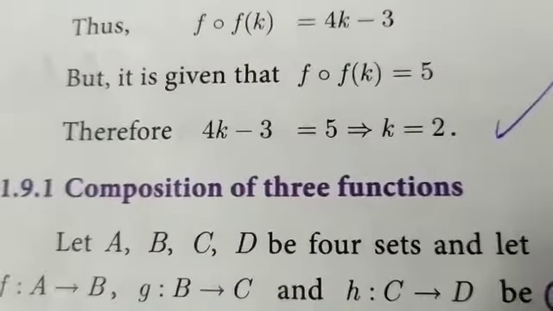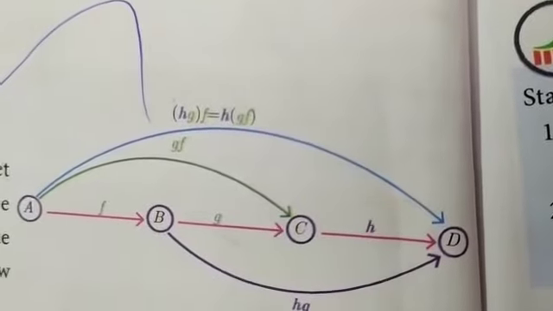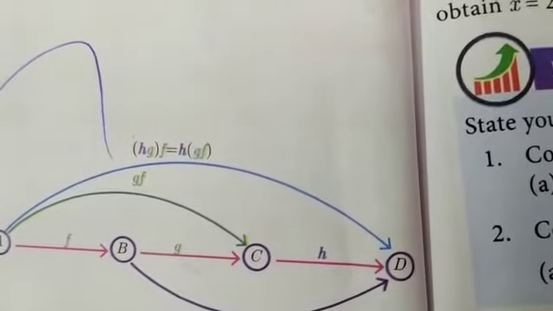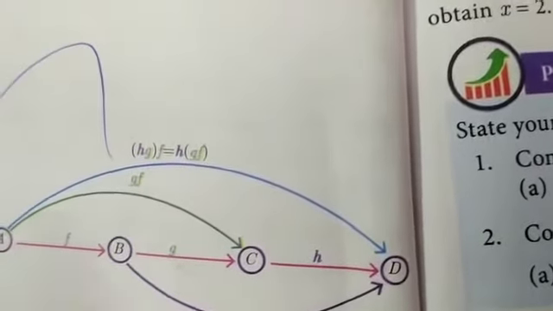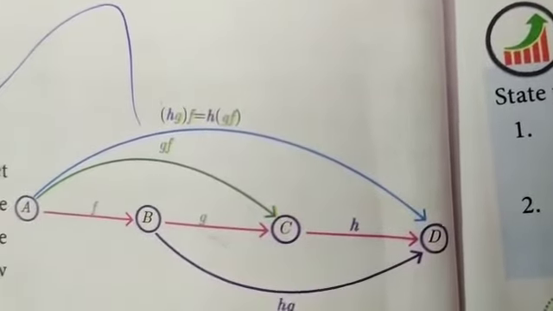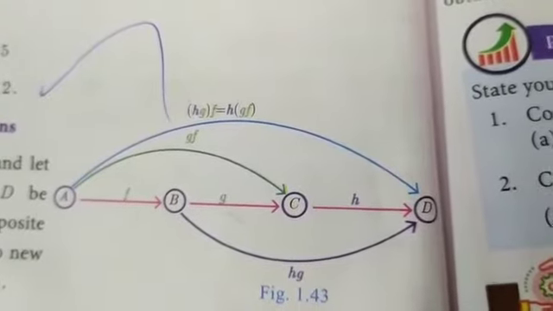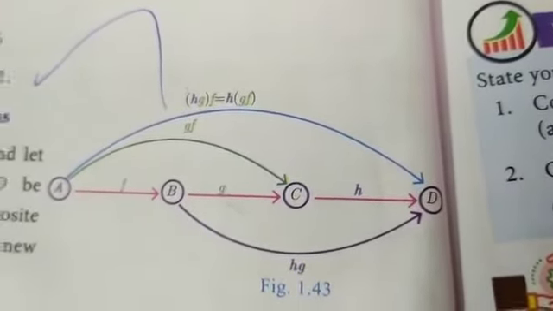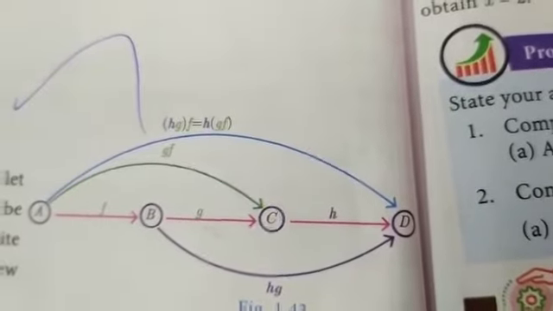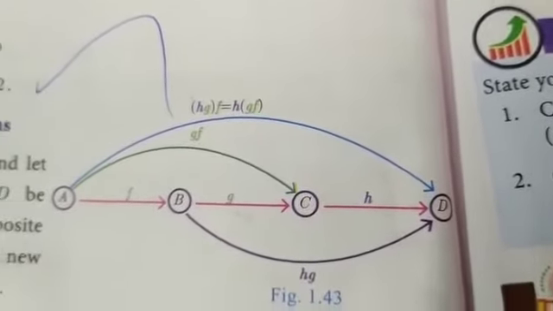So our next topic is about composition of three functions. Let a, b, c, d be four sets, and let f is a to b, g is b to c, and h is c to d be three functions. Using composite functions f∘g and g∘h, we get two new functions like f∘g∘h and f∘g∘h.